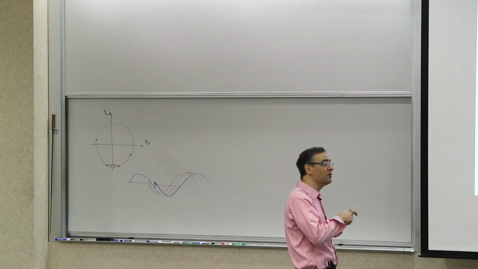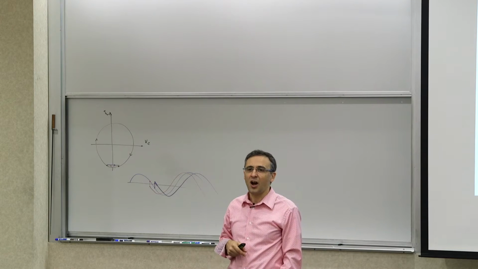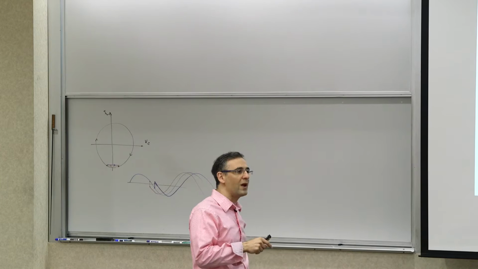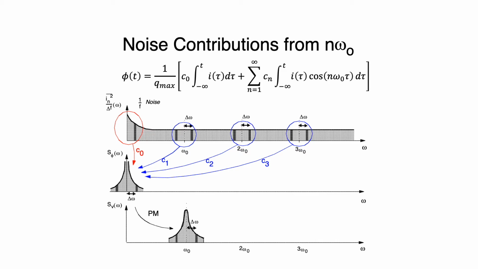But the spectrum of the voltage cannot. And what happens is that the nonlinear process of PM will flatten out this top in such a way that you can easily show that the total energy underneath this thing is constant.